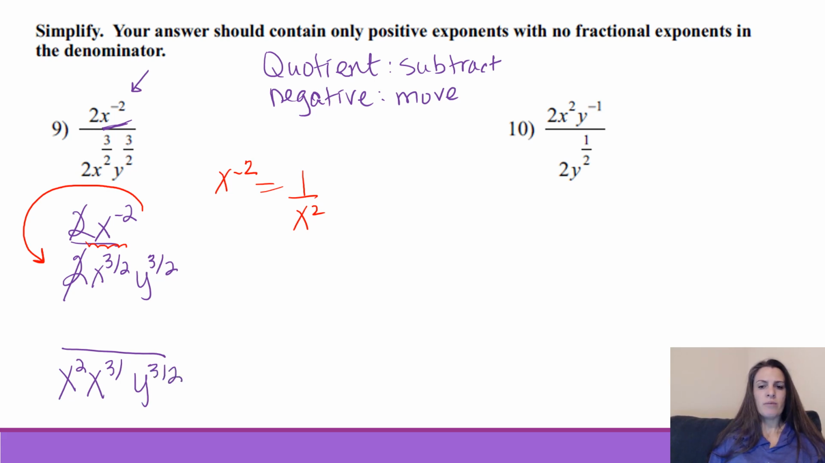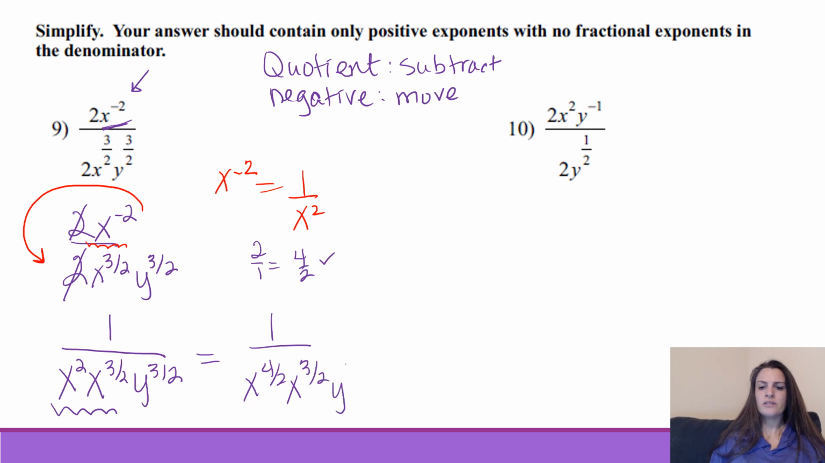So what does that leave me up top? Well, like I was showing you in this part right over here, if I take that x to the negative second term and flip it, I'll have a 1 in the numerator. We need to combine these two terms together, x squared and x to the 3 halves. So 2 over 1 equals 4 over 2. Check. We just did that a few moments ago. So I have 1 over x to the 4 halves, x to the 3 halves, y to the 3 halves. And when I combine those terms, I'll have 1 over x to the 7 halves, y to the 3 halves.